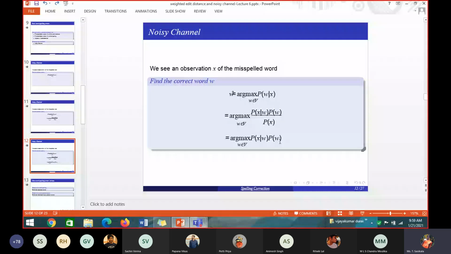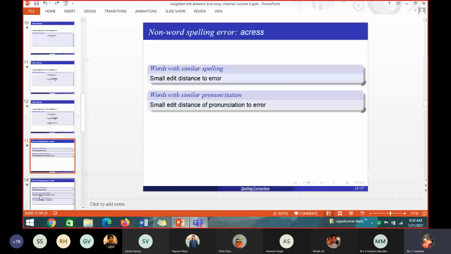See, I have a word called ACRESS. Please make a note in your notebook. That is my incorrect word. I have to find all the candidate words relevant to ACRESS based on similar spelling and based on similar pronunciation. Based on the spelling, what are all the possible words I can get for ACRESS, and based on similar pronunciation, what are all the words I can get. First I have to find that.